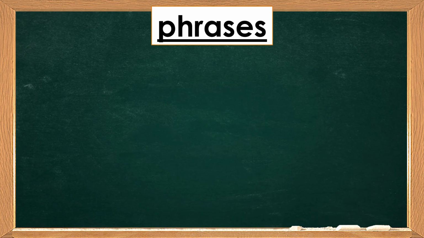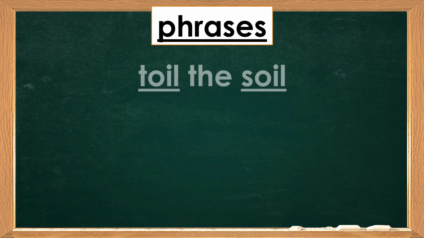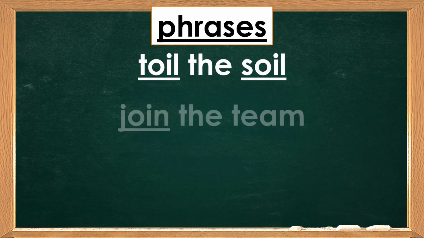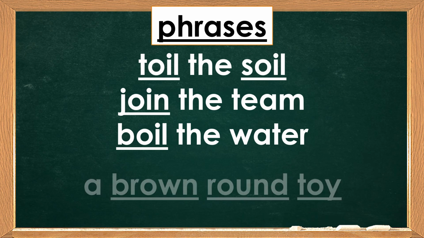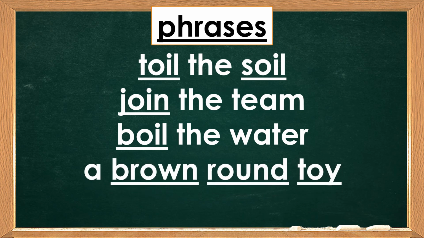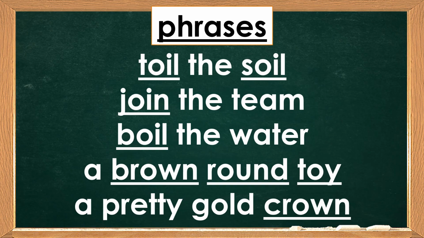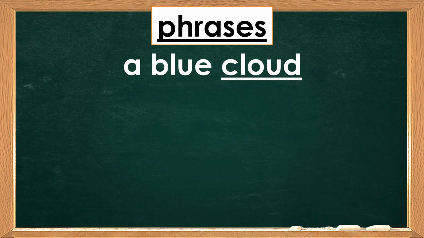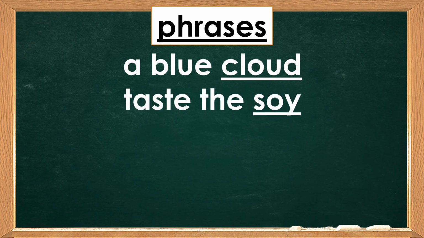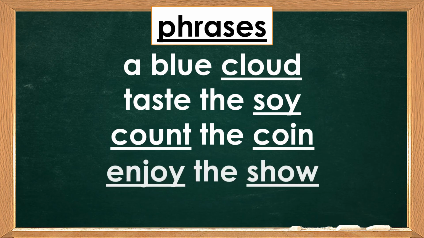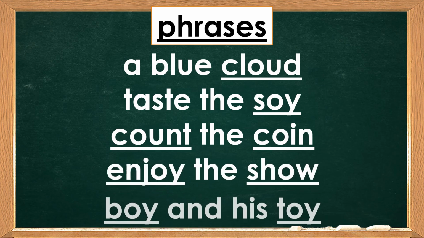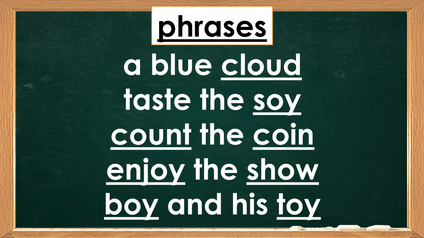Now, let's read the phrases with words with vowel diphthongs. Toil the soil, join the team, boil the water, a brown round toy, a pretty gold crown, a blue cloud, taste the soy, count the coin, enjoy the show, boy and his toy.